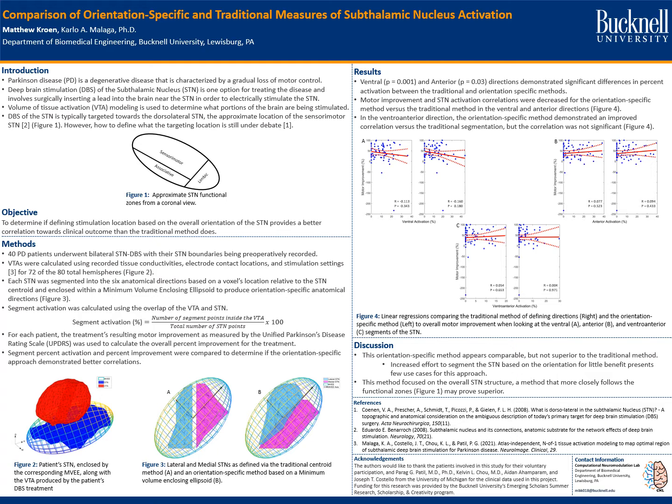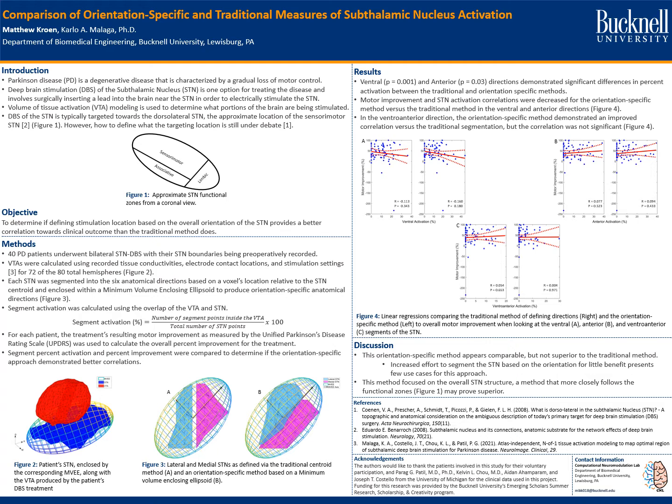Now shifting over to the region of overlap, the ventral anterior region, we see somewhat of a reverse. In this case, the orientation-specific approach showed a higher correlation than the traditional one did. However, it was still an insignificant trend for both methods.